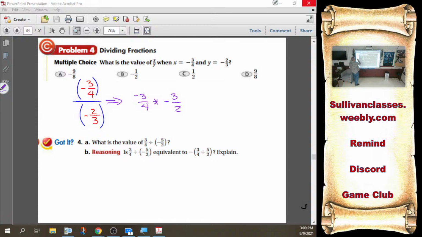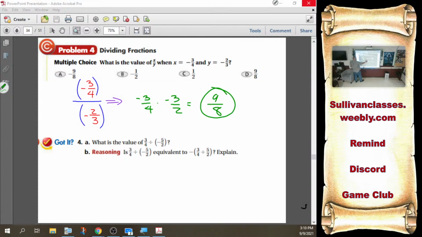Do you remember cross-canceling? Can I reduce anything that 3 and 4 have in common? Can I reduce anything that 3 and 2 have in common? Can I reduce this way? Okay. You check all 4. And then you get, like, some WWF stuff. Okay. So negative 3/4 times a negative 3/2 is a positive, negative by negative, 9/8. Okay.